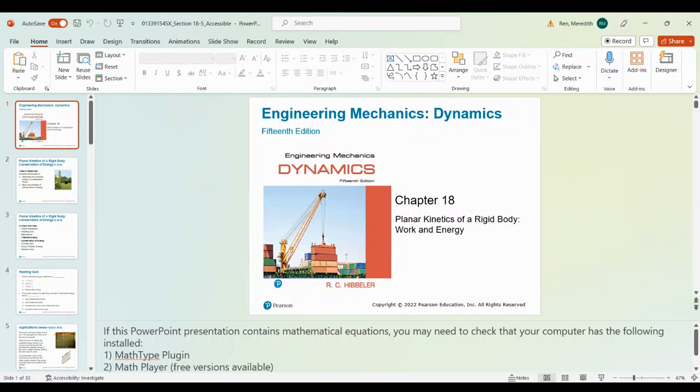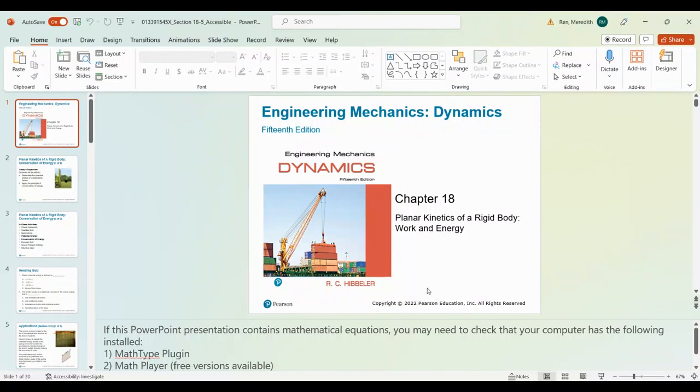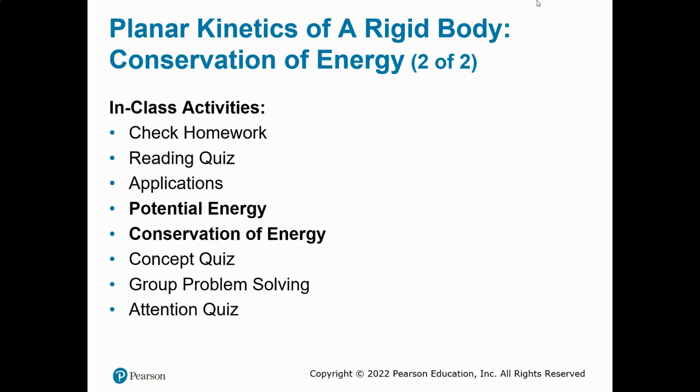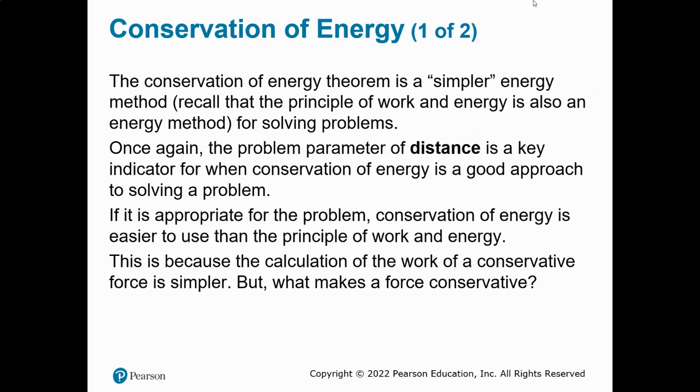Hello everyone. In this video, we are going to talk about chapter 18, section 18.5. In this section, we're going to look at things from the energy perspective. Basically, the principle of conservation of energy says that your initial energy equals your final energy. We're going to add in the potential energy and look at the conservation of energy together.